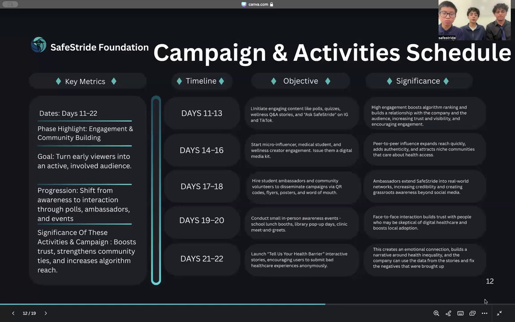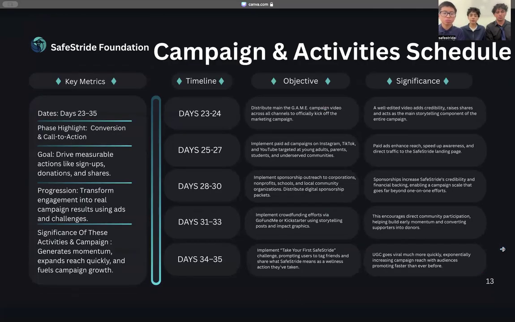Days 11 through 22. This phase highlights engagement and community building. Our goal is to turn early viewers into an active, involved audience. We plan to shift from zero awareness to interaction through polls, ambassadors, content creators, and events. The significance of days 11 through 22 is to boost trust, strengthen community ties, as well as increase algorithm reach.